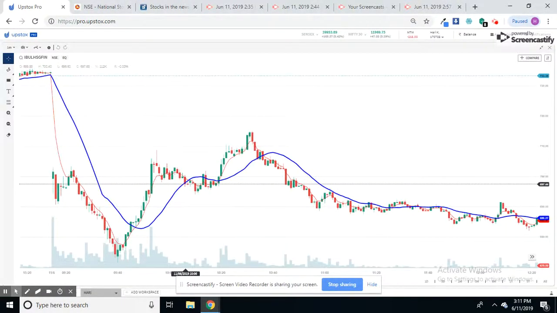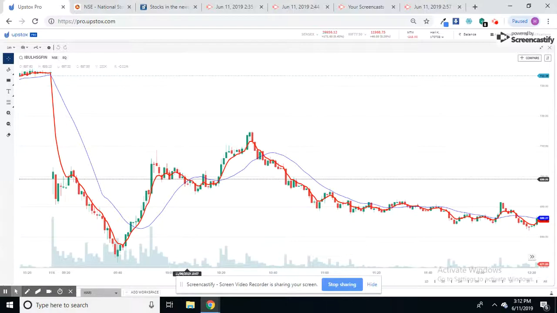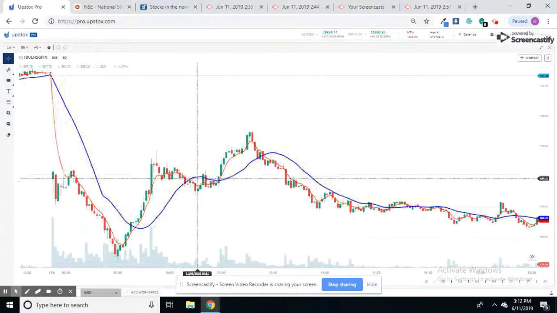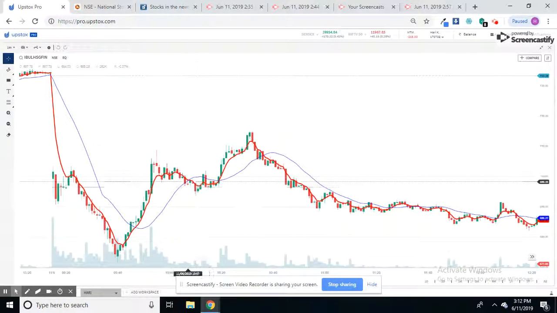And the next thing is, whenever the red line crosses below the blue line, you go for a short sell position. That is, whenever the red line, the closer period moving average, crosses below the longer period moving average, you go for a sell position.